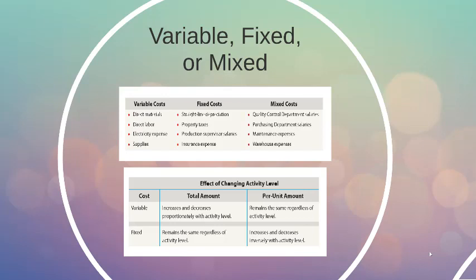Then we have our mixed costs. Mixed costs are a portion of variable cost and a portion of fixed costs. They give us some examples here of purchasing department salaries or maintenance expenses. The example you might most relate to is your cell phone bill.